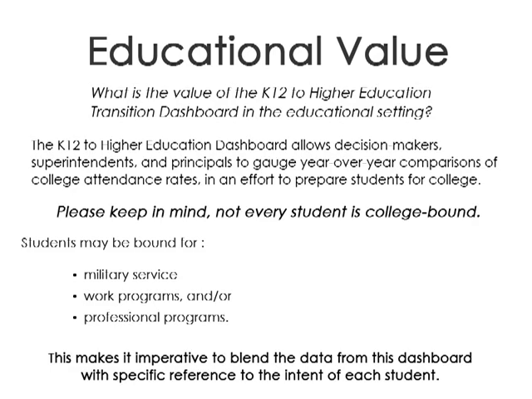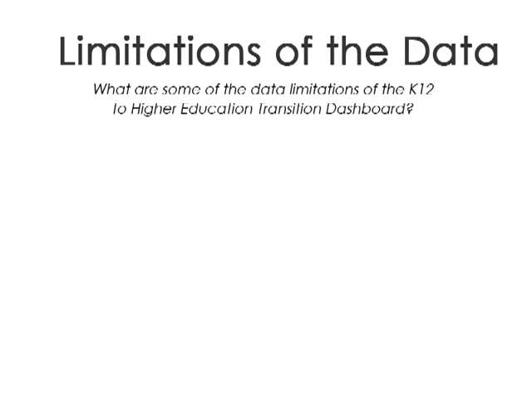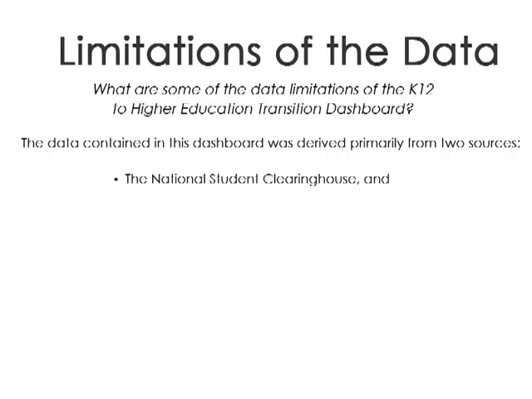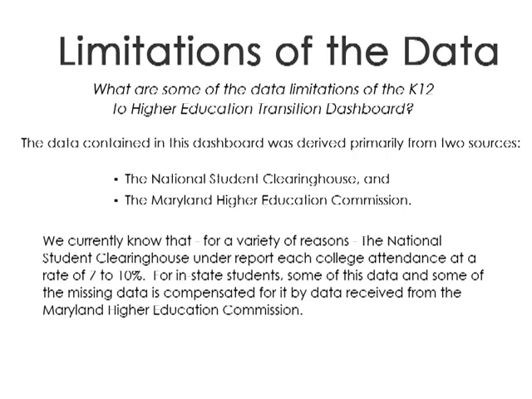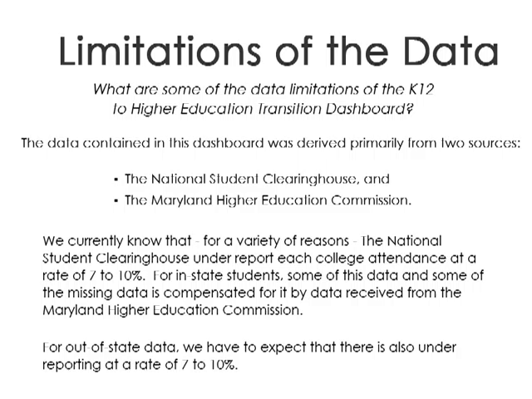The dashboards may be used to help superintendents and high school principals improve and track their graduation rates and college attendance rates. The data from the dashboards are from the National Student Clearinghouse and the Maryland Higher Education Commission. We currently know that for a variety of reasons, the National Student Clearinghouse underreports college attendance at a rate of 7 to 10%. For in-state students, some of the missing data is compensated for by the Maryland Higher Education Commission. For out-of-state data, we have to expect that there is a 7 to 10% underreporting.